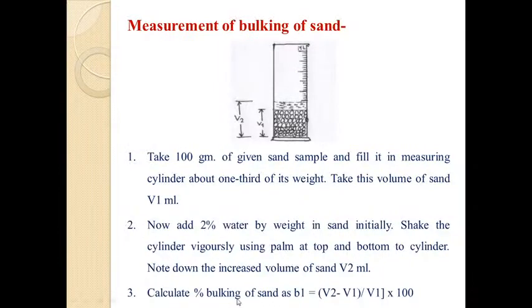Next, calculate the percentage bulking of sand as B1. This percentage we can calculate as V2 minus V1, that is the increase in volume of the sand, divided by V1, multiplied by 100. We get the percentage bulking of sand. That is B1.